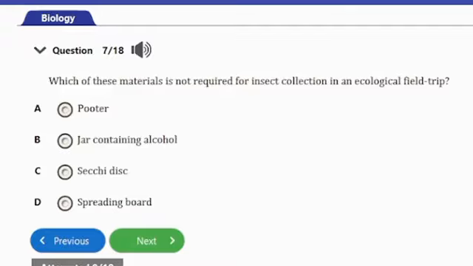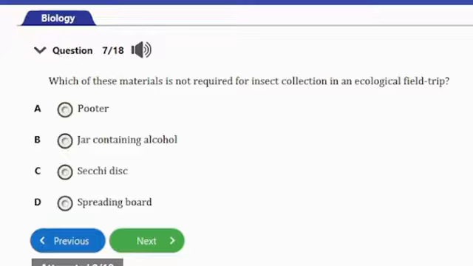Question number 7. It says, which of the following materials is not required for insect collection in an ecological field trip? We have A. butter net, B. jar containing alcohol, C. Secchi disc, and D. spreading board. So guys, the answer to this question is option C here, the Secchi disc. So the Secchi disc is actually not required for insect collection in a field trip.